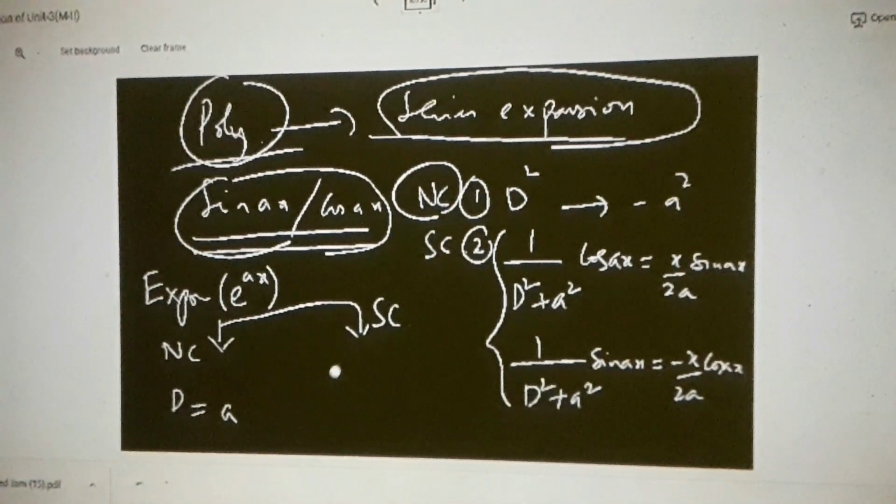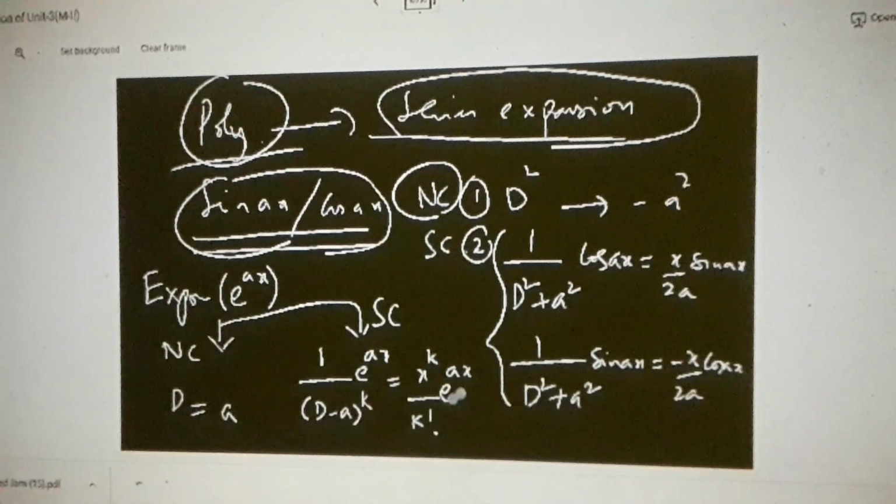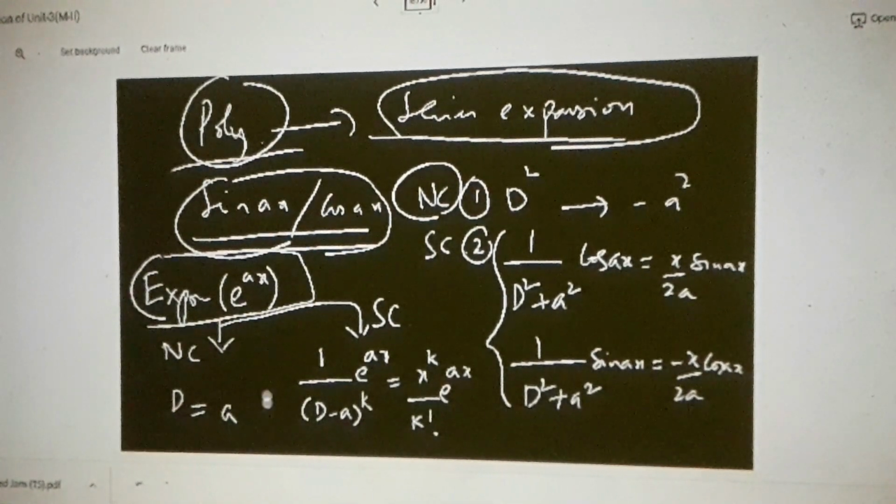what you have to do is 1 by (d minus a) power k, e to the power of ax, is to be replaced with x power k by k factorial, e to the power of ax. If some other factors are there, that comes under normal case, then you substitute d value as a directly in those remaining factors. So some remaining factor will be coming, 1 by (d plus 2), something like that, which is coming under normal case. So keep in mind there are only these three functions which are discussed in our syllabus.